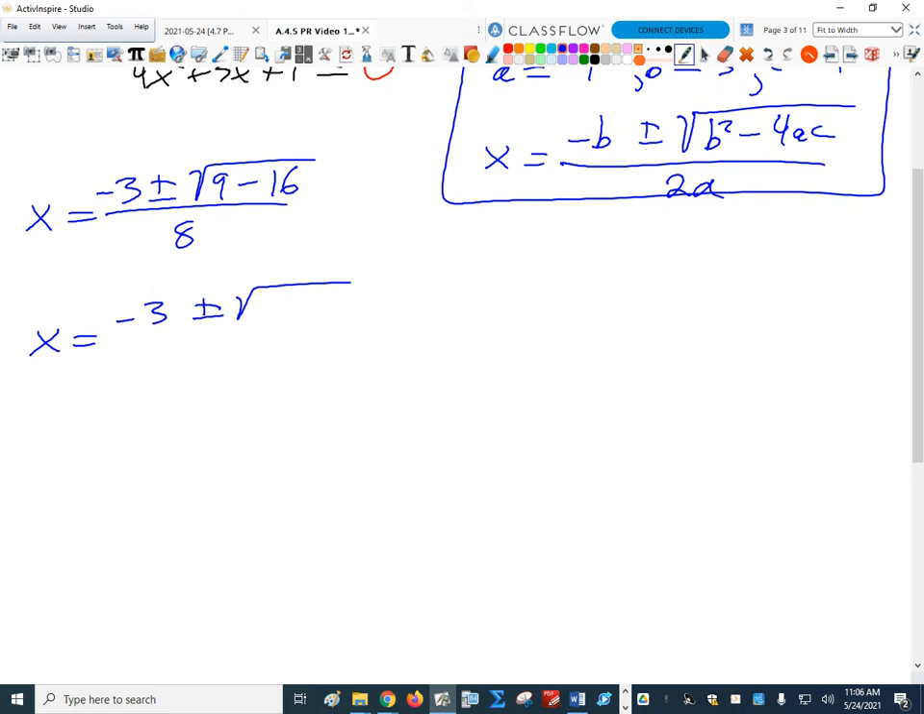Negative 3 plus or minus the square root of 9 minus 16 is negative 7, all divided by 8, right? Well, this square root is not going away, is it? Everybody agree? So we're going to split this fraction up, right? Because I'm not going to be able to add this stuff on the top. So we'll split up the fraction, and I'm going to get a negative 3/8 plus or minus the square root of negative 7 divided by my common denominator 8.